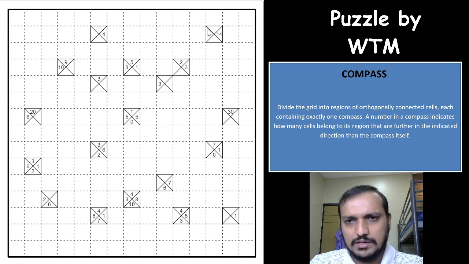I'll mark a line here, I'm sure, because you cannot have anything left of this compass clue as it is 0. This is also a 0 here. This is also a 0 here.